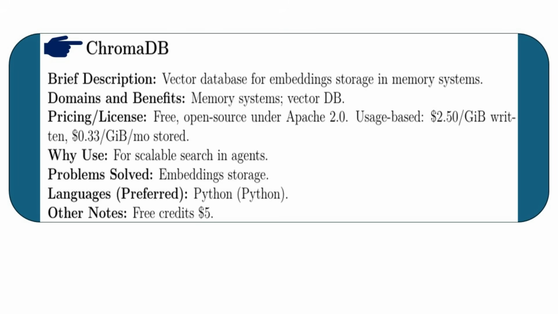ChromaDB, vector database for embedding storage in memory systems. Memory systems domain area gets benefited with vector DB, and it is free, open source under Apache 2.0. Usage based $250 per gigabyte written, $0.33 per gigabyte monthly stored. To use for scalable search in agents, resolves embedding storage. Python is a preferred language. It has free credits of $5.